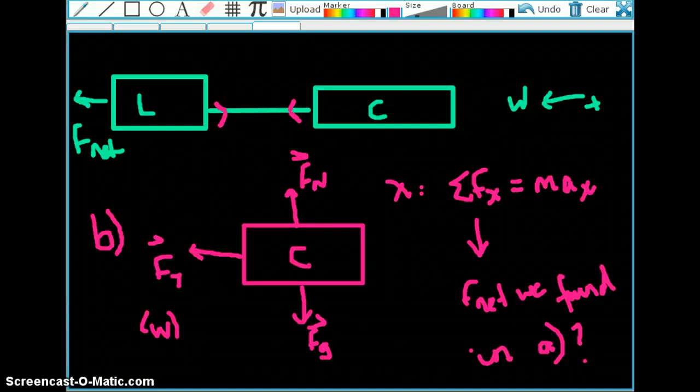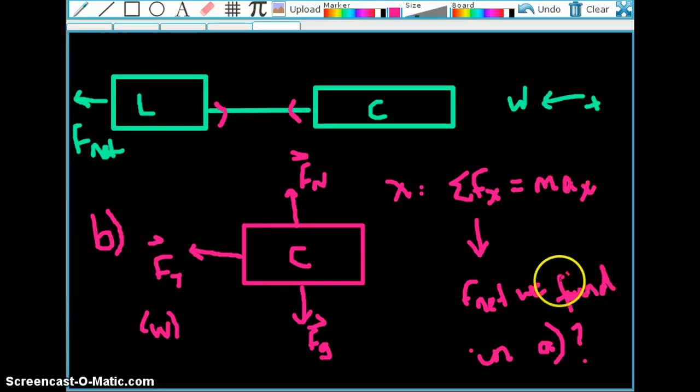Alright, so welcome back to part 2 of this video. We kind of left off at this point. We set up our equation for part B. We said the sum of the forces in the x component is equal to mass times acceleration in the x direction. So that's fine.